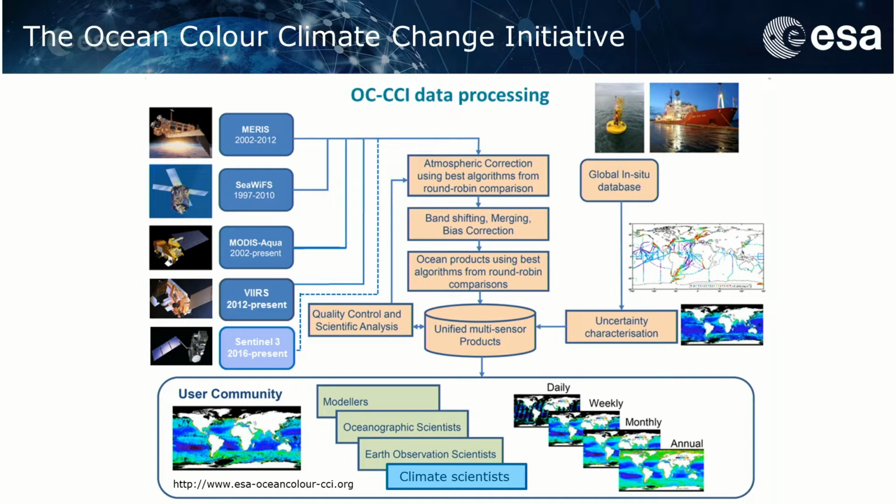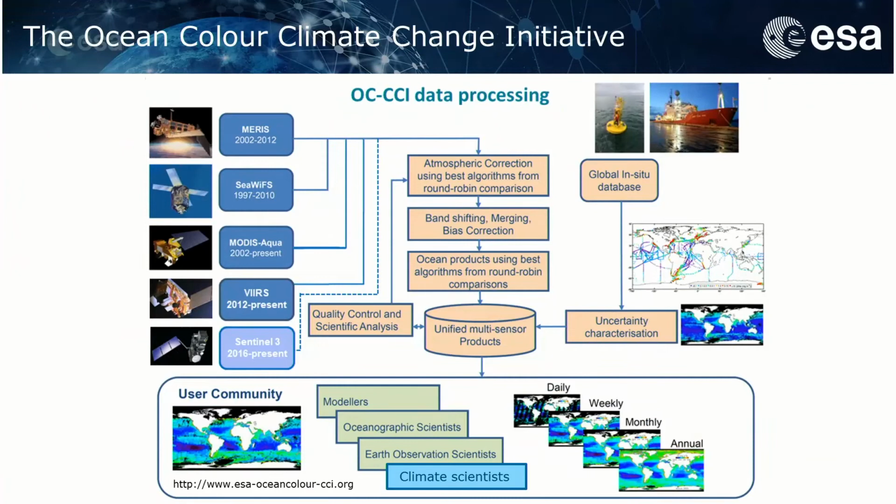So once we've atmospherically corrected our data, we first need to do some band shifting, because all these ocean colour satellites have a slightly different set of bands. What we do is shift the bands in these sensors to a common band set. In the last few versions of CCI, that has been the band set used by SeaWiFS. It might change in the future. I'll talk a little bit about how that's done in a minute.